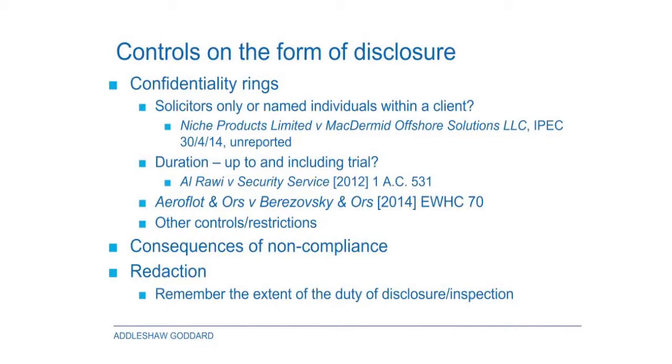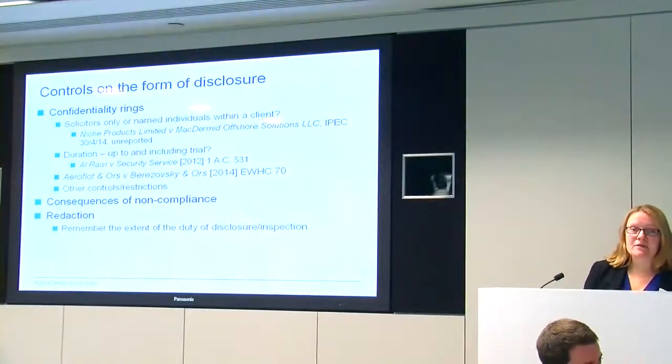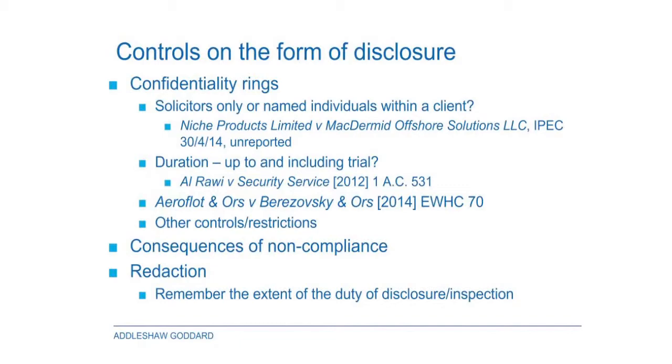So looking now at the forms of controls over the disclosure process, one such possibility is to put in place a confidentiality ring, or confidentiality club, as they are often called. Now, this often leads to some argument as to who is going to be within the confidentiality club. Ordinarily parties would have no problem at all with solicitors and counsel of the opposing party seeing it, but to what extent are you happy to let the other side in person see it?